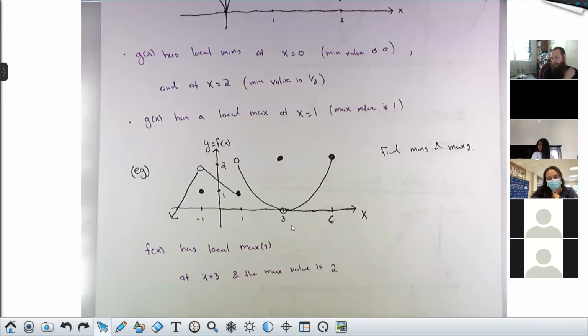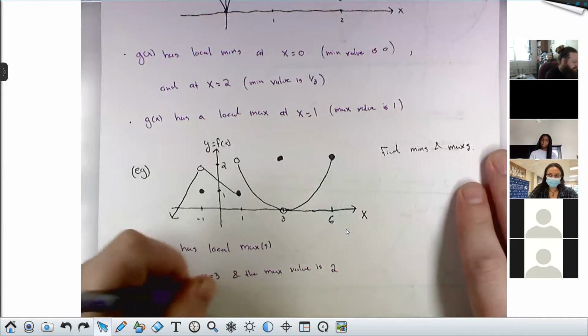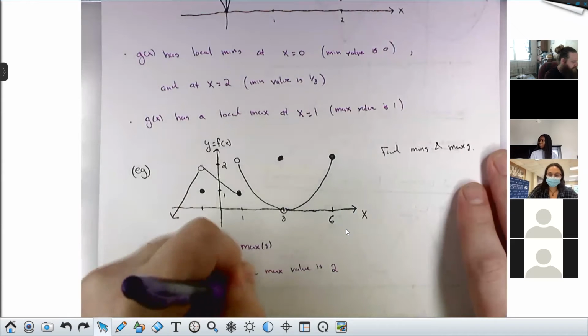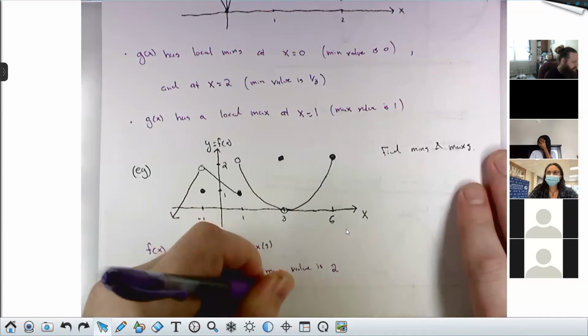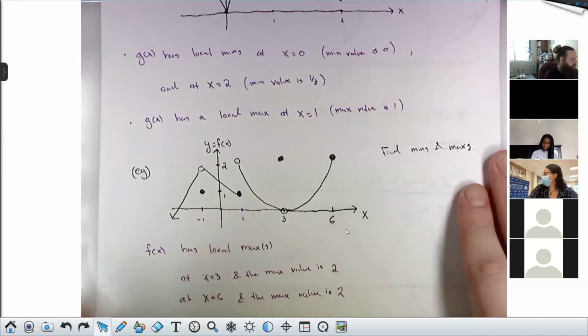Okay, any other local maxes? X equals 6. Very good. So your homework will sometimes say, don't include endpoints, but that's again, just the authors being lazy. This is definitely a local max. If I draw a little window around that, that's the tallest point anywhere in the window. So we have another one at x equals 6. And again, the max value is 2. I wasn't very creative with the y values here.